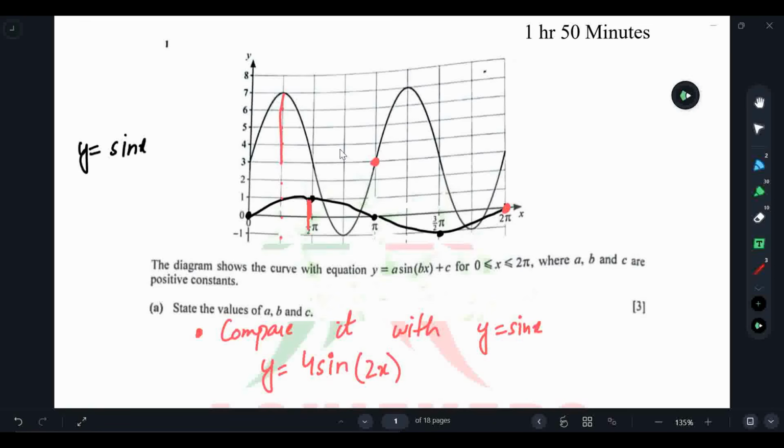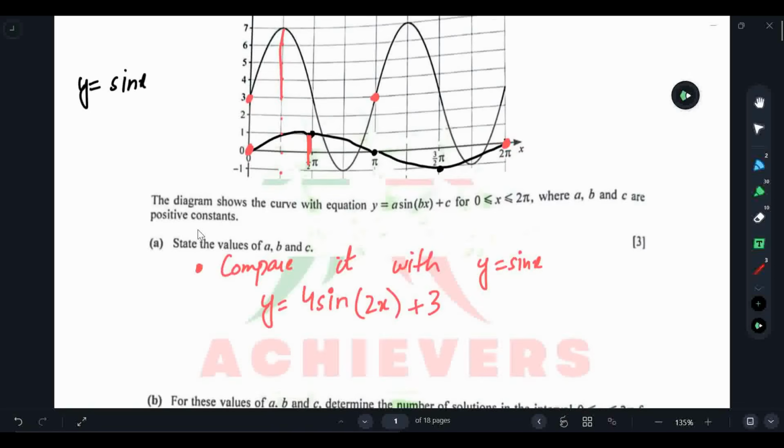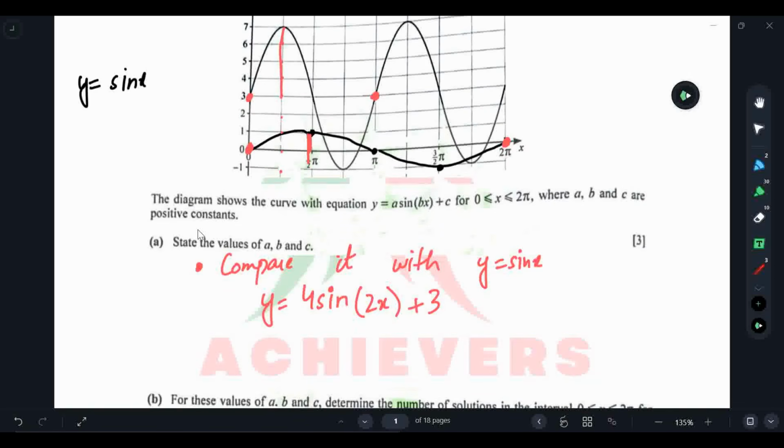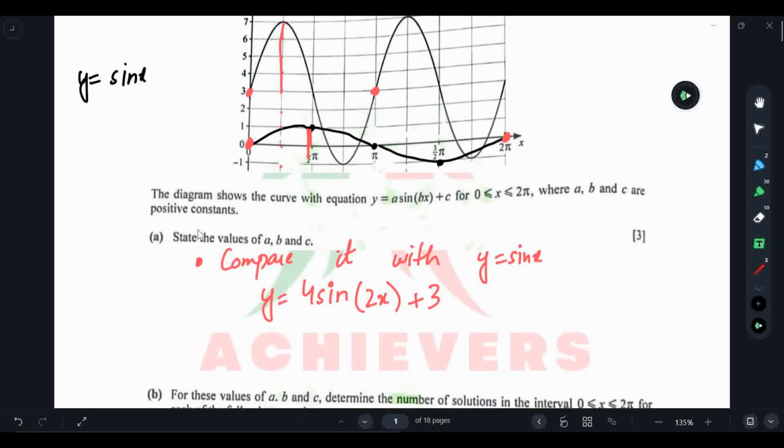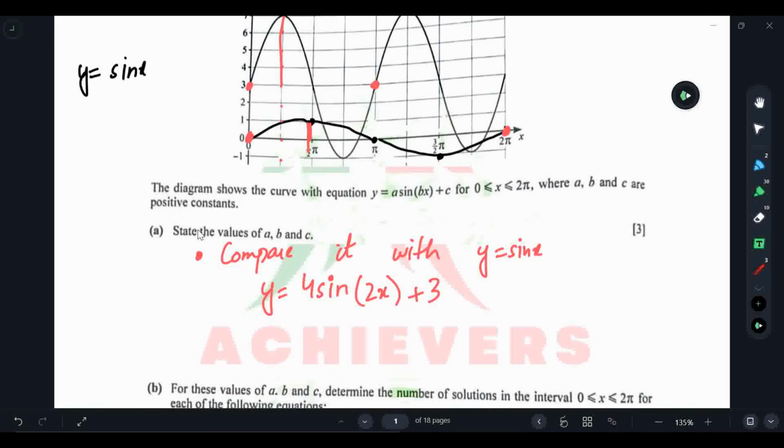What about translation? We can see that vertically it is moving upward, and it starts from this point, and now it is at this point. So there is a vertical translation, and only a vertical translation, of 3 units upward, so plus 3. This will be the final answer. Now let's move to part B.